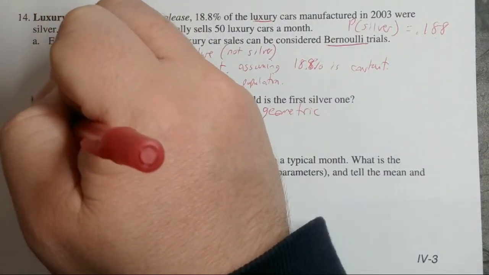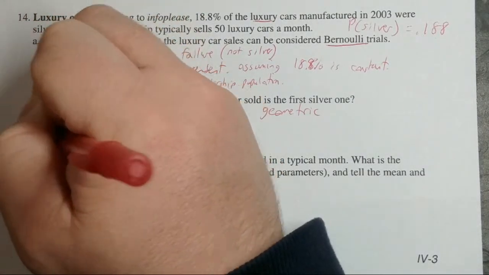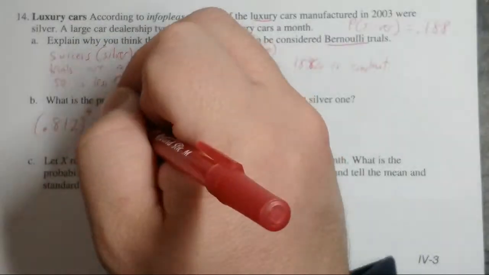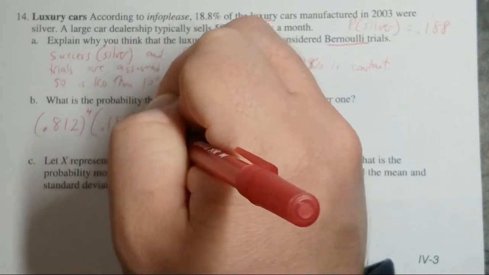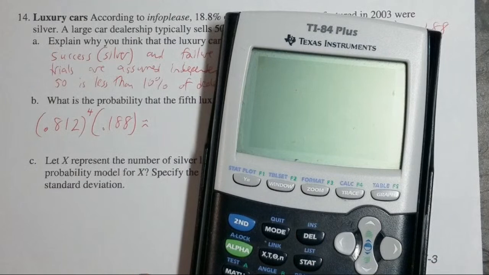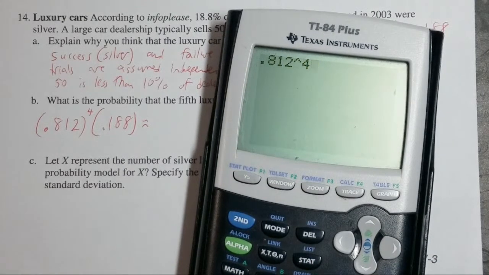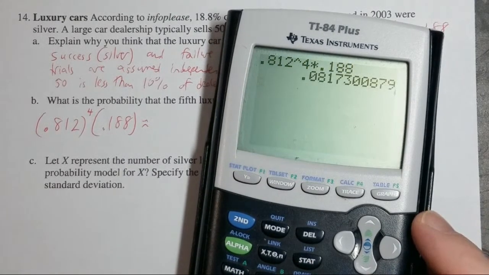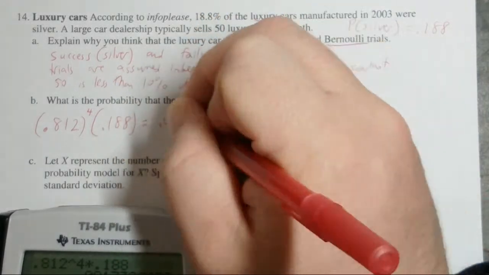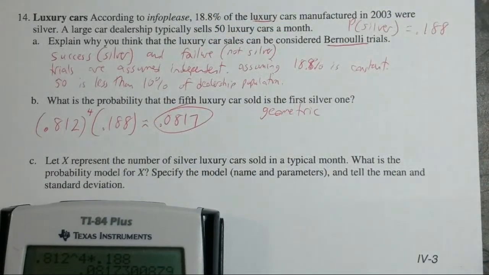You could do this problem in one of 2 ways. The first 4 cars are not silver, and then the 5th one is. If you do this calculation, 0.812 to the 4th power times 0.188, it gets you approximately 0.0817.